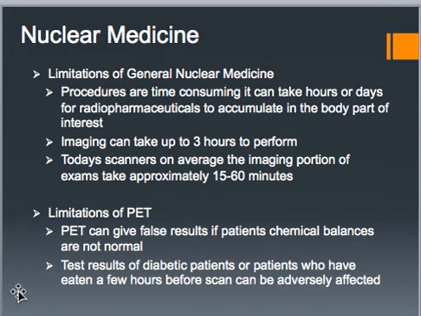There are limitations for SPECT scanning and PET scanning. So limitations would be procedures are time consuming. It can take hours or days for those radiopharmaceuticals to accumulate in the body part of interest. This says imaging can take up to 3 hours to perform. That's a little outdated, some of the older scans. The actual imaging with today's scanners, the actual imaging portion of the exam takes approximately 15 to 60 minutes.